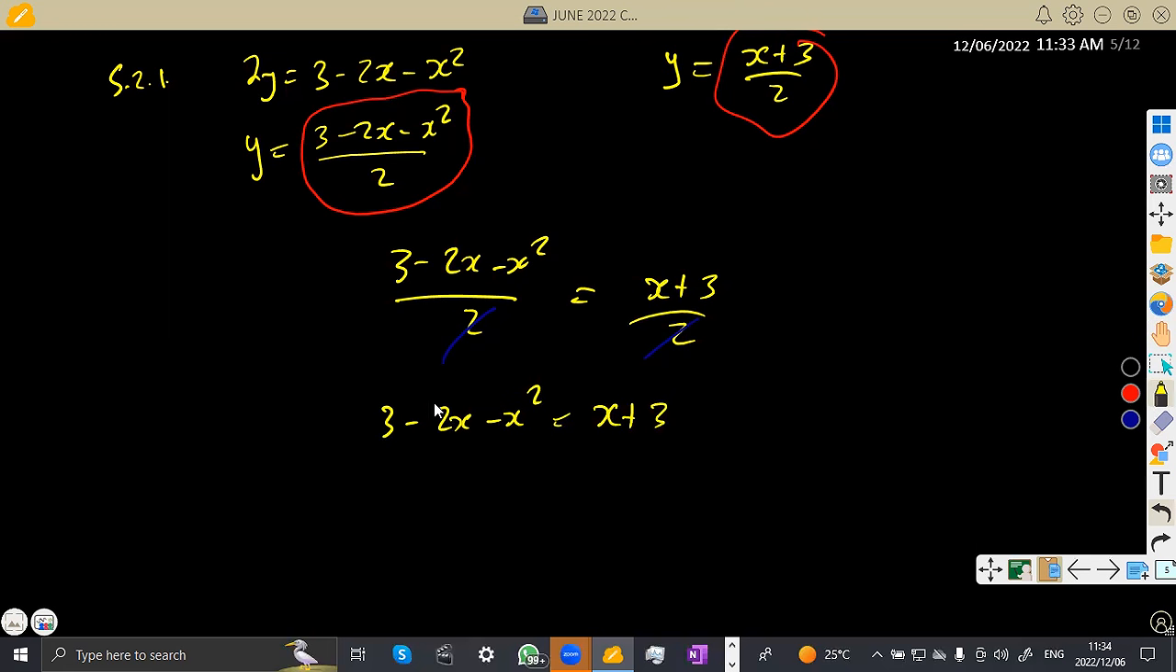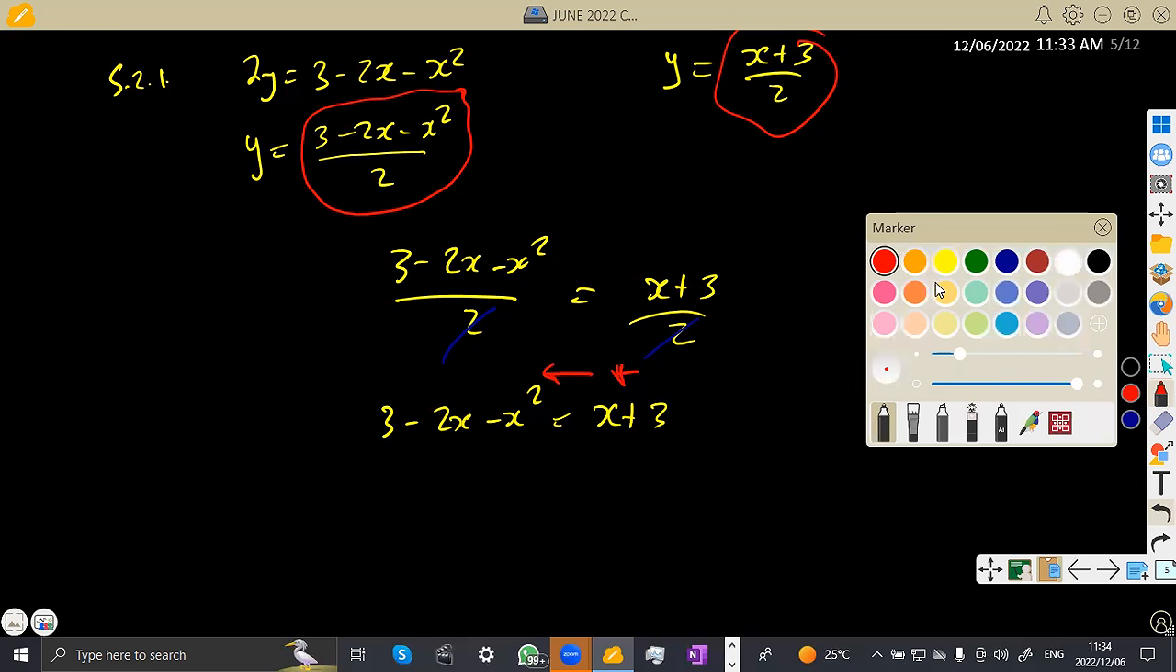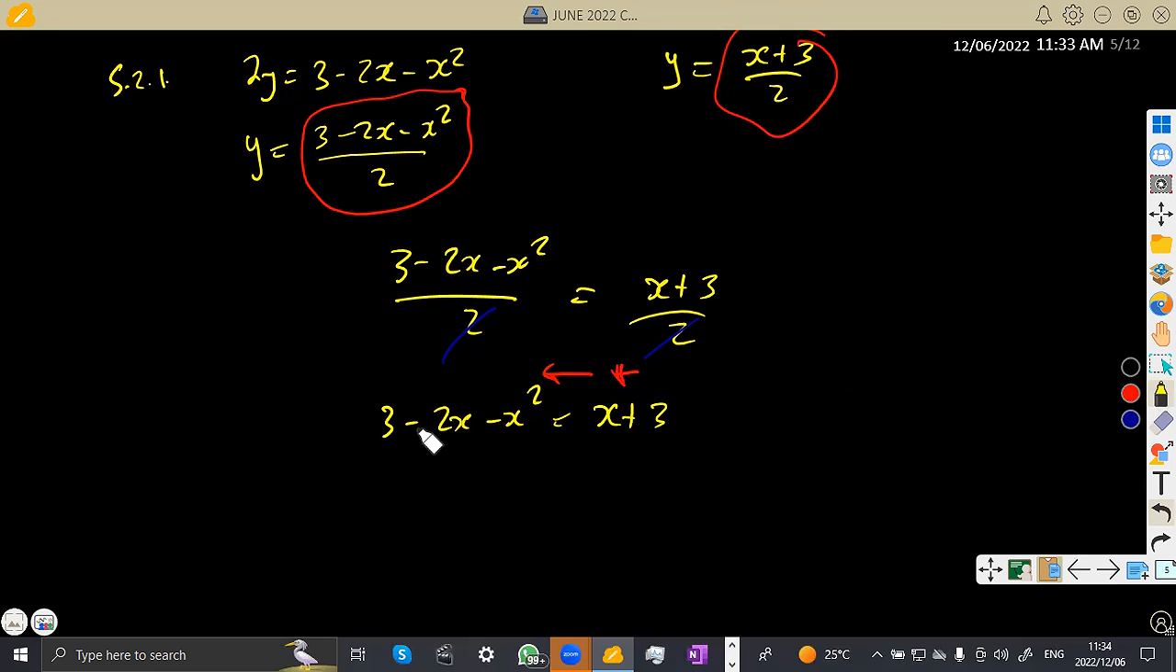So it's a normal equation that you're going to solve. You can transpose your terms to one side of the equation. The x is going to be minus x. So this will be 3 minus 3, which is a 0. All right. Then the 2x to that side is minus 2x minus x, which is minus 3x. We are left with minus x squared, which is equal to 0.